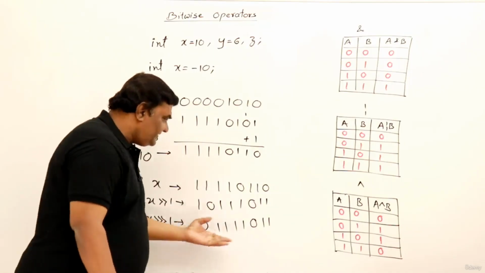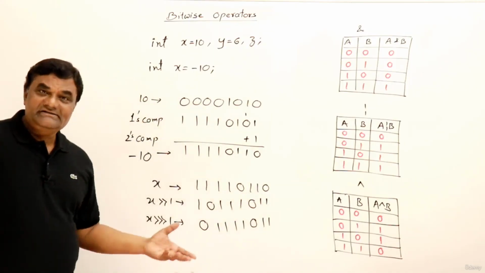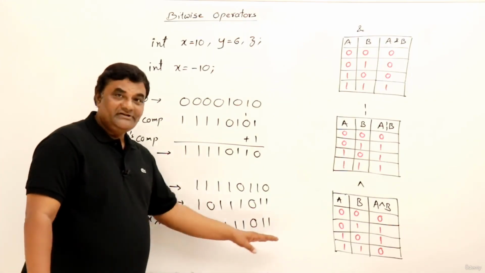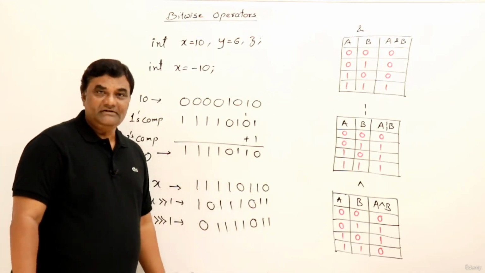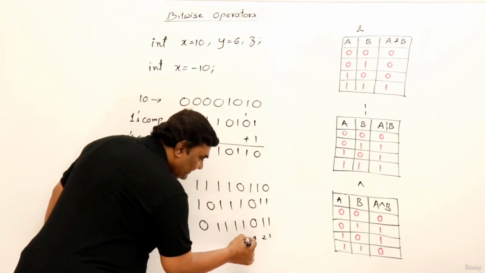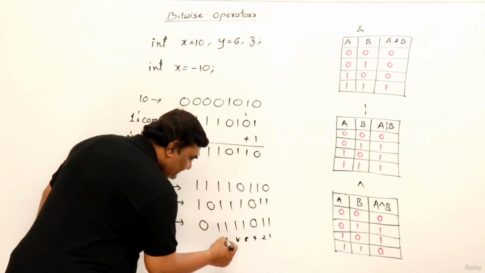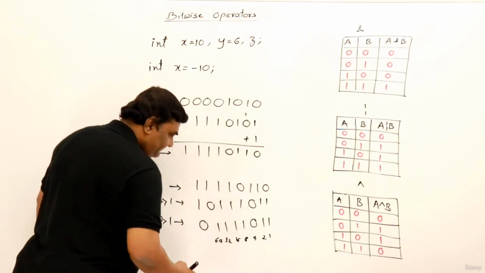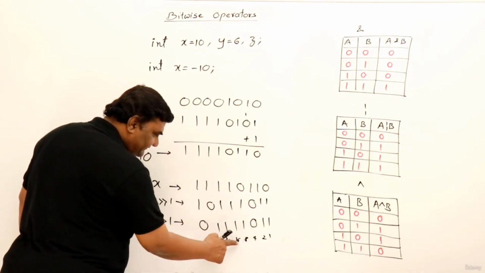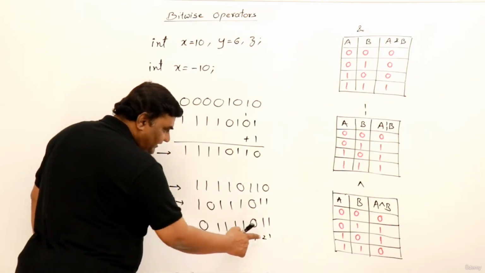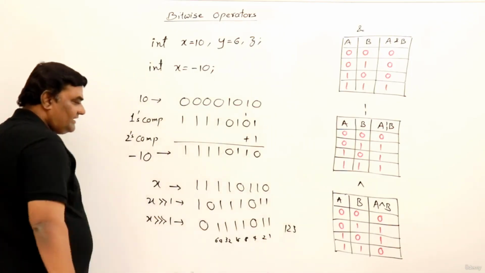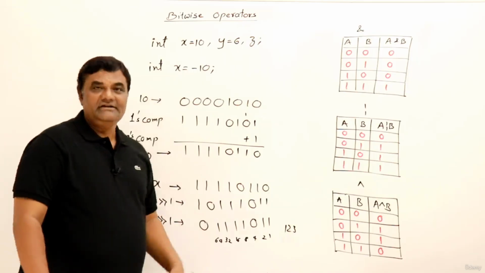So when this became 0, it means this is a positive number. If a negative number undergoes an unsigned right shift, then it becomes a positive number. Let us see what number we got. This is 1, 2, 4, 8, 16, 32, 64. 64 plus 16 is 80, and 32 plus 8 is 40, 40 plus 80 is 120, and this is 2 plus 1, 3. So this is 123. We got the number 123, and this is positive 123.